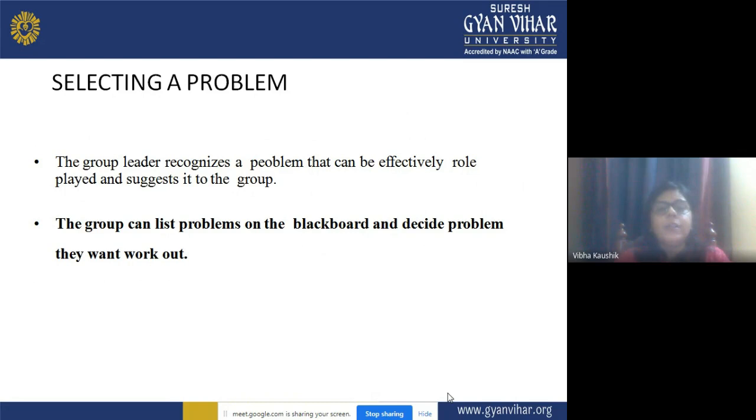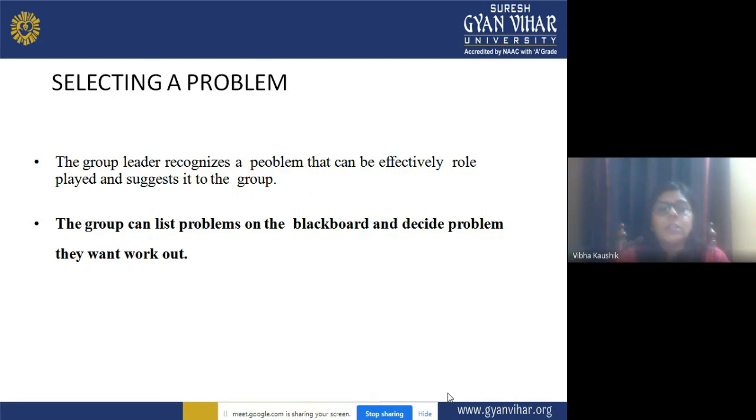The group leader recognizes a problem that can be effectively role played and suggests it to the group. The group leader recognizes that this is the problem and suggests that this is the problem on which the role play has to be conducted.